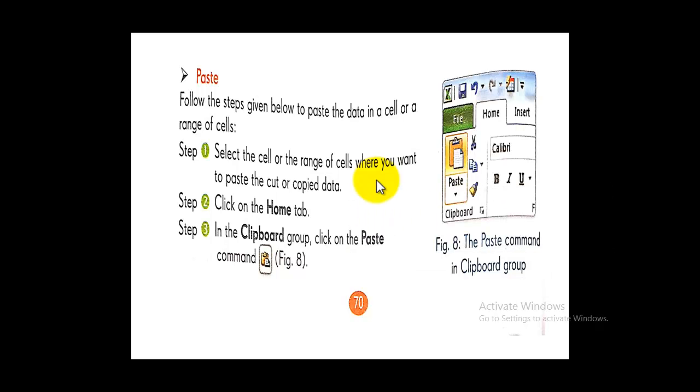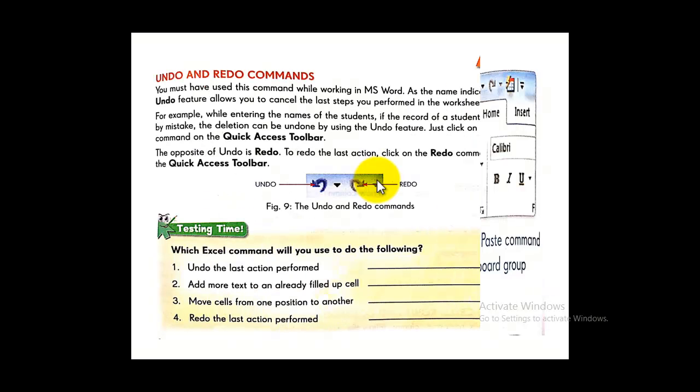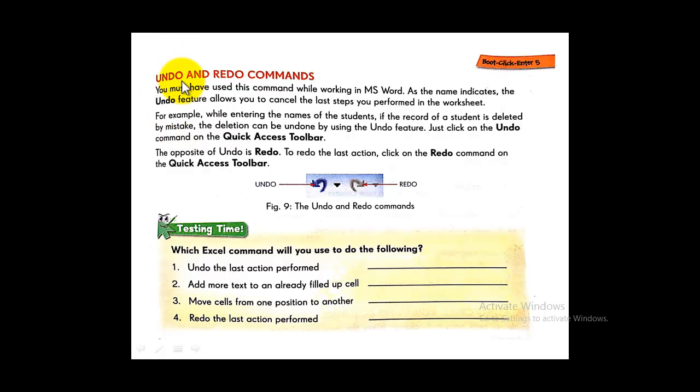Now after the cut, copy and paste commands, let's see the next commands, the undo and redo commands. You must have used these commands while working in MS Word. Microsoft Word also has the undo and redo commands. As the name indicates, the undo feature allows you to cancel the last steps you performed in the worksheet.